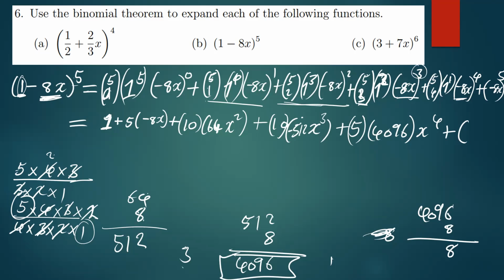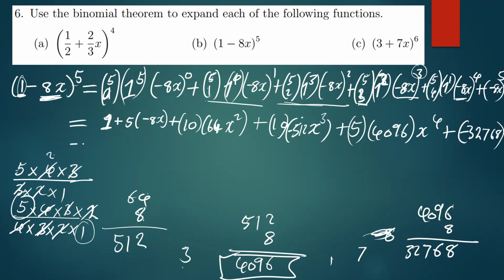8 times 9 gives us 72. 72 plus the 4 which remained here. So we have 76, we write 6, remainder 7. 8 times 0, 0 plus 7, that will be a 7. 8 times 4, the answer is 32. So we have 3, 2, 7, 6, 8. Yeah, so that's what we have there. So we have negative 32,768.